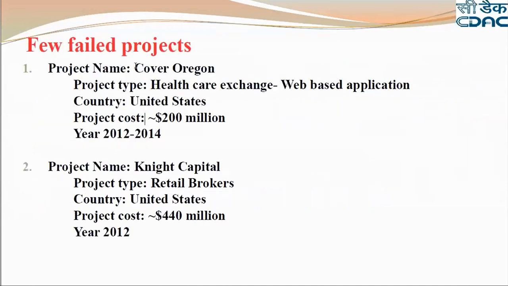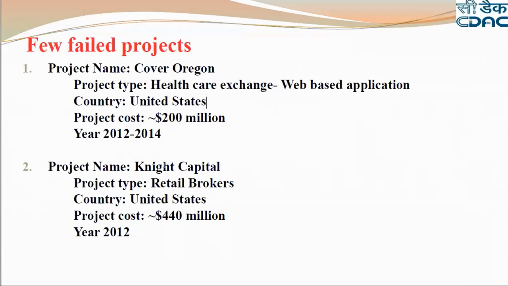A few projects. The project name is Oregon. The project type is a healthcare exchange web-based application, developed in the United States. The project cost was almost 200 million in 2012 to 14. They say it failed because of an incomplete or poor SRS. We come to know analysis will be done only when it has failed, isn't it? We do it just that way.